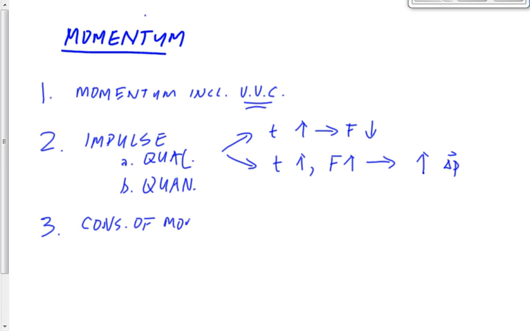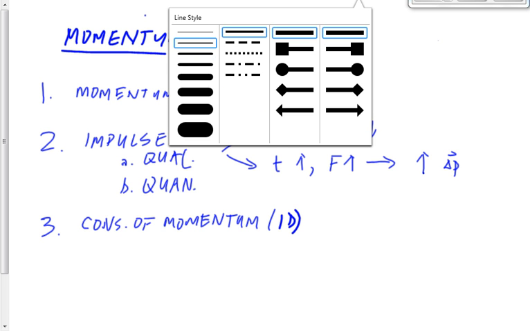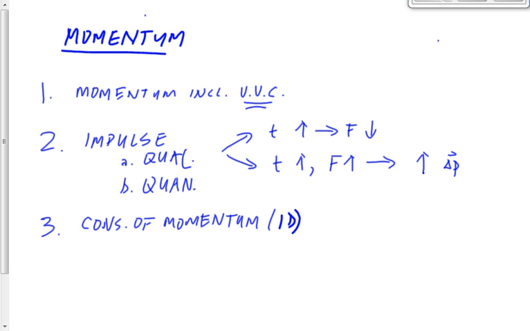Next, we did conservation of momentum in 1 dimension. So that was P_i is equal to P_f. Remember, we're allowed to use the law of conservation of momentum whenever we have an isolated system. You guys remember what an isolated system is? You've got no outside forces acting, right? No external forces acting. You can have internal forces.